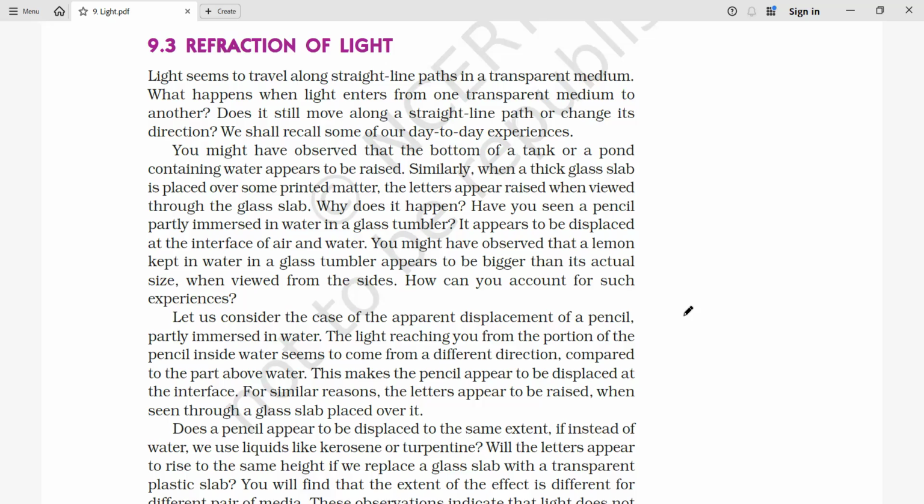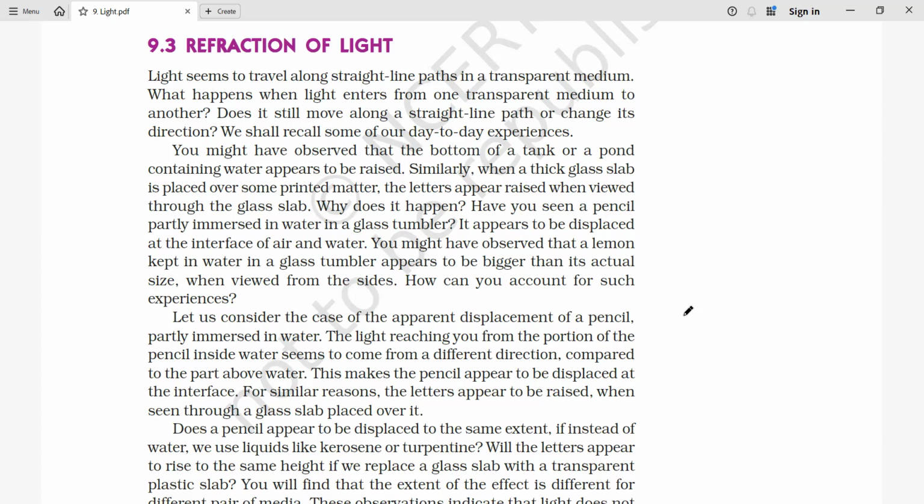So in case of refraction we have two mediums. When light is going to travel from one medium to another medium, then refraction is going to take place. So again, how is this refraction phenomenon going to affect practical life?